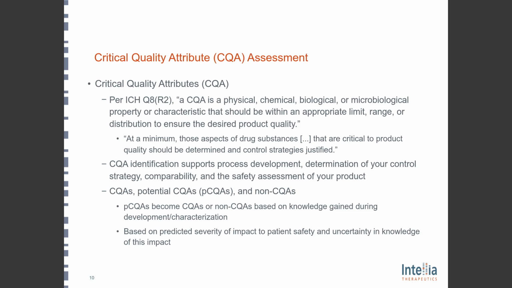So CQA identification supports process development. You might want to ensure that you're maintaining quality while making tweaks to the process. And so ensuring that your CQAs are within a certain range during process development is very important. Determination of your control strategy is another area where CQA determination will be important. Knowing where you might want to put your in-process controls, what you might want to control on release, what you might want to monitor throughout your process, all of that will come into the CQA assessment.